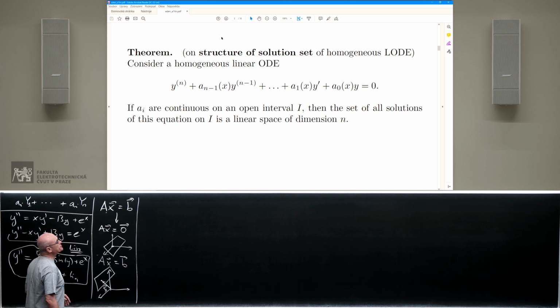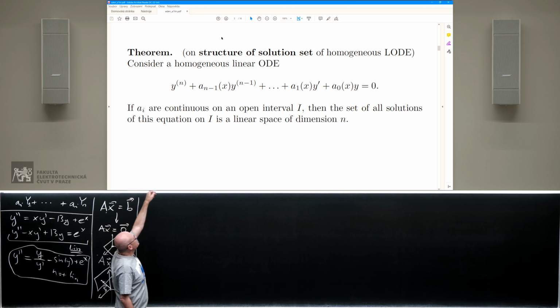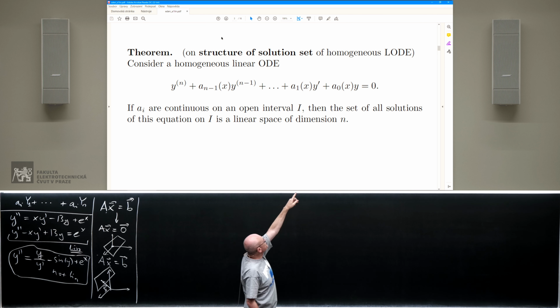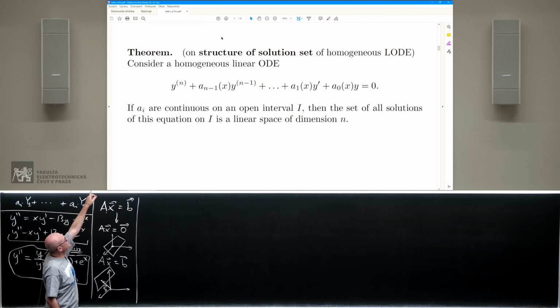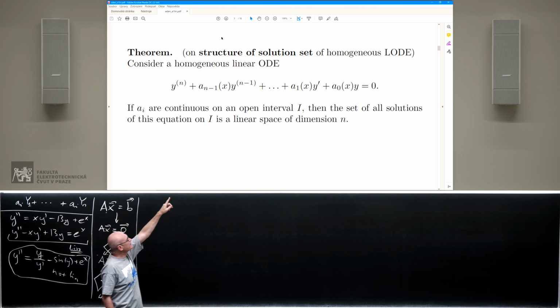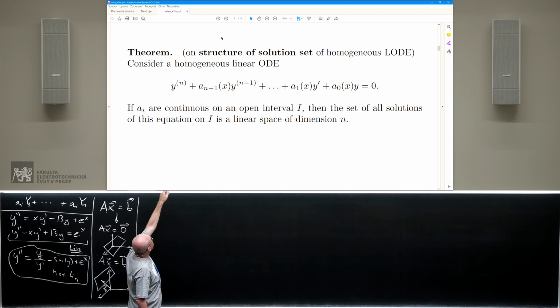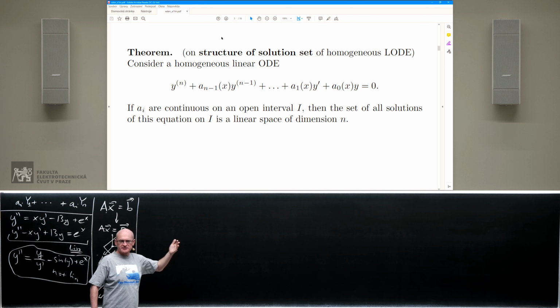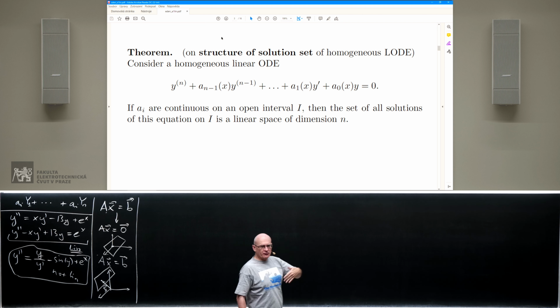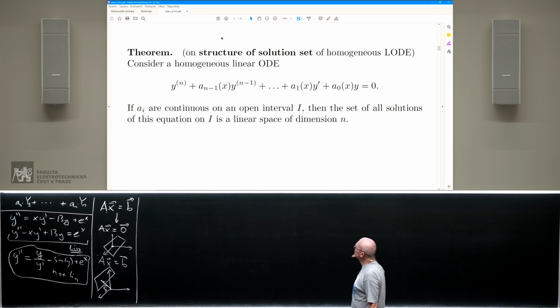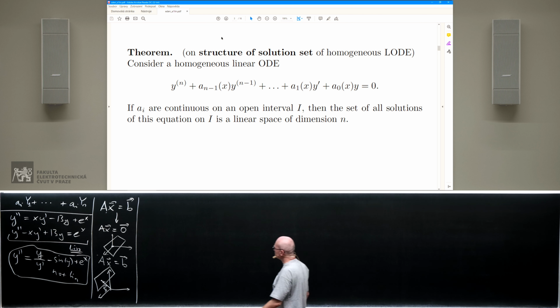We have a homogeneous linear differential equation. So on the right there is 0. And it says that if I look at all the solutions on a specific open interval, then this set is a linear space, or a vector space, people call it differently, of dimension n, where n is the order of the equation. Okay, before we prove it, let's do some preparation.